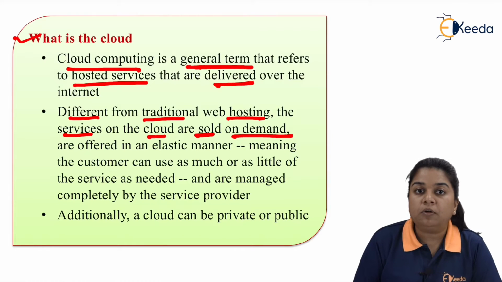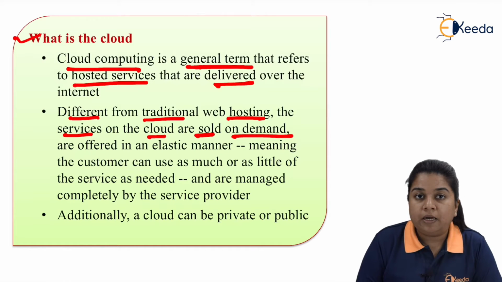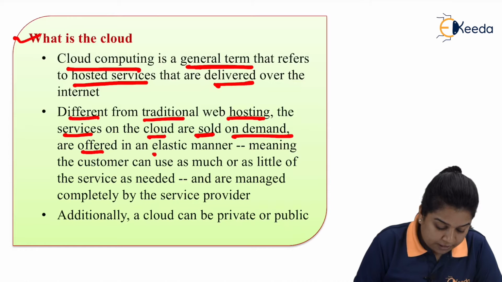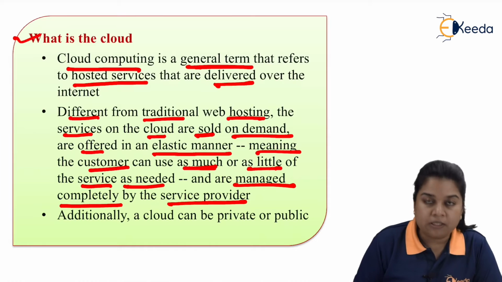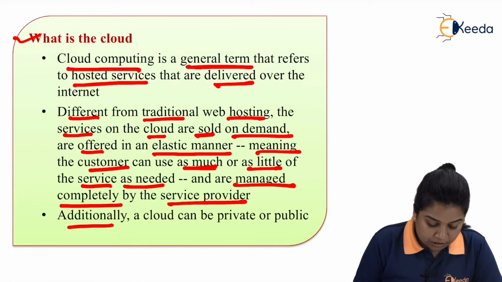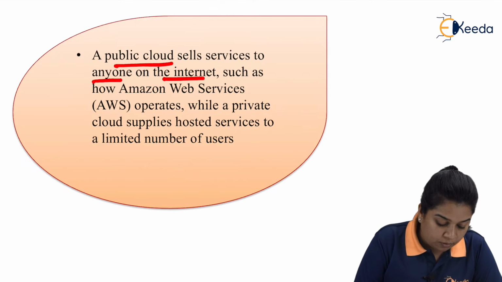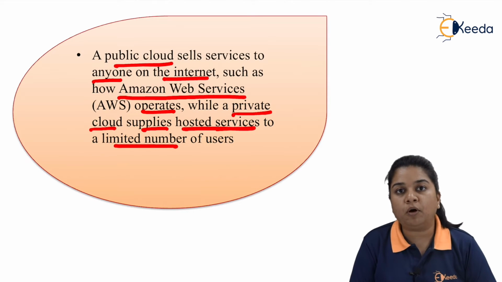That means whenever the user requires it, on that demand the service is given, offered in an elastic manner, meaning the customer can use as much or as little of the service as needed, and it is managed completely by the service provider. Additionally, a cloud can be private or public. A public cloud sells services to anyone on the internet, such as how Amazon Web Services operates, while a private cloud supplies hosted services to a limited number of users.